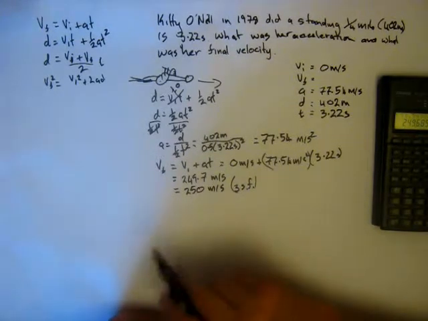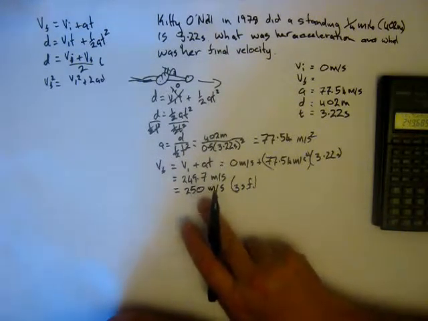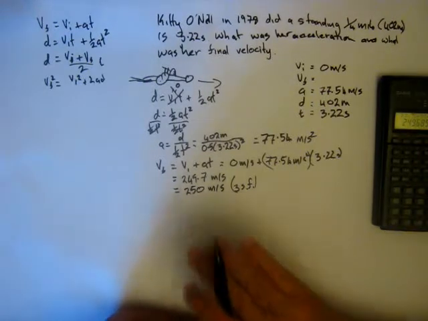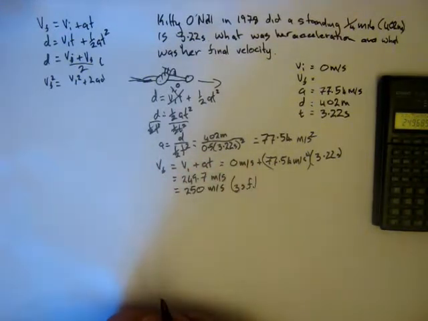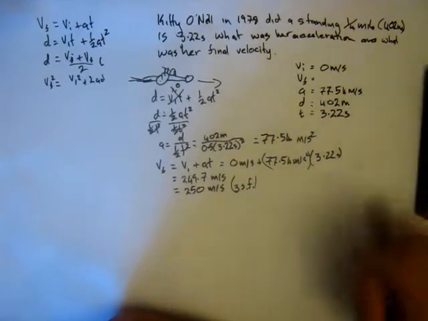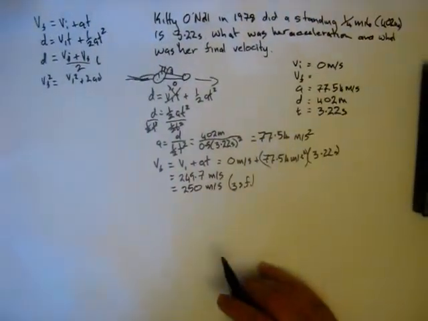Okay, in reality, she actually went across a little bit slower because she accelerated a lot faster and then coasted across the line. We're assuming a constant acceleration. Okay, another example.